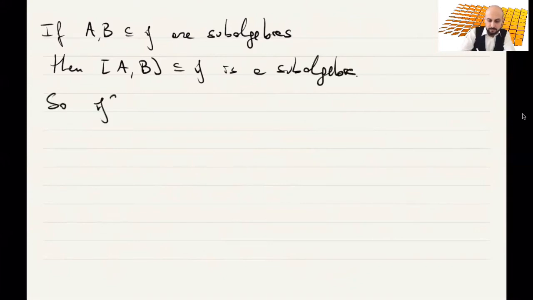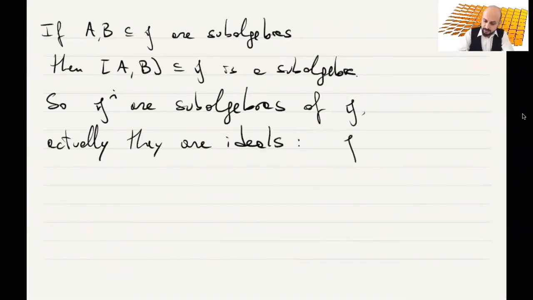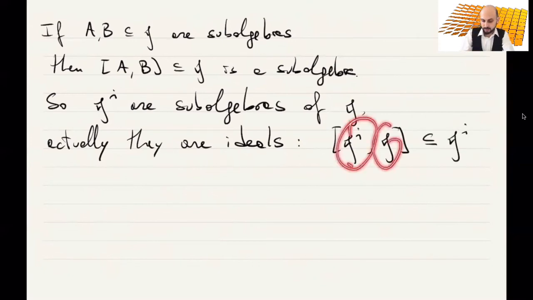And therefore, all these subsets G_i are subalgebras of G. Actually, something even stronger is true, and actually they are ideals, namely the bracket of G_i with G is a subset of G_i. So they're closed not only under the bracket between elements in G_i, but also with the bracket with an arbitrary element of G.